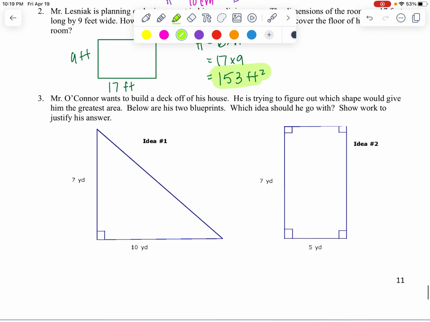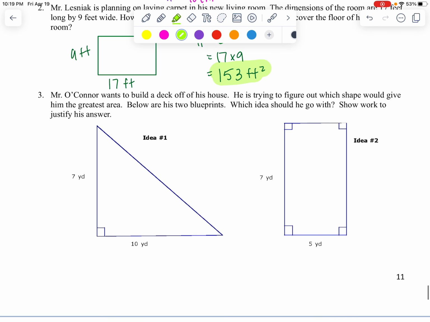So number 3, we have 2 different scenarios. It says Mr. O'Connor wants to build a deck off of his house. He is trying to figure out which shape would give him the greatest area. Below are his 2 blueprints, and it's asking us to find which idea he should go with. Okay, so basically we're going to find the area of both of these shapes. The first one we know is a triangle, and then the second one is going to be our rectangle.